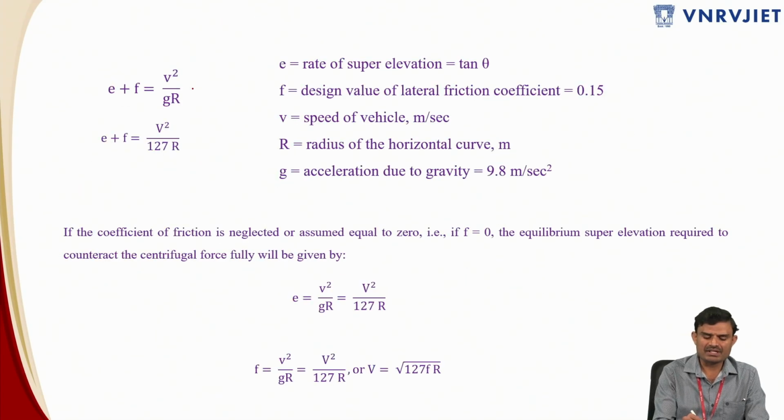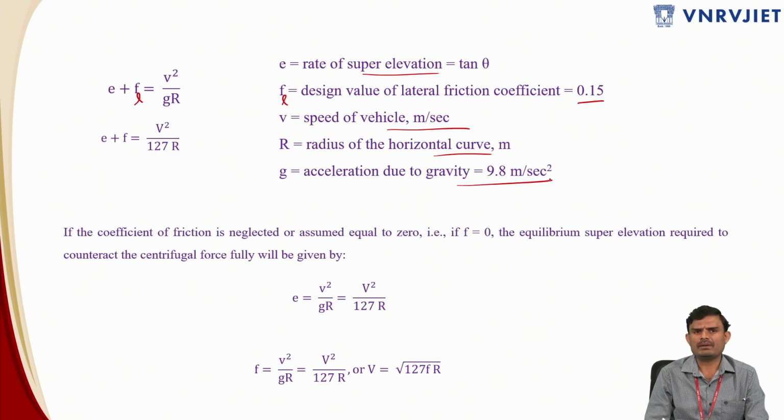Okay, so this is the finalized equation where we have E plus FL. To be precise, this is the lateral coefficient of friction. E plus FL is equal to v square by gR. Again, this v is in meters per second, the speed of the vehicle. E is the rate of superelevation, that is tan theta, and FL is the lateral coefficient of friction, the 0.15 standard value, R is the radius of the horizontal curve in meters, and g is the acceleration due to gravity, 9.8 meters per second square.